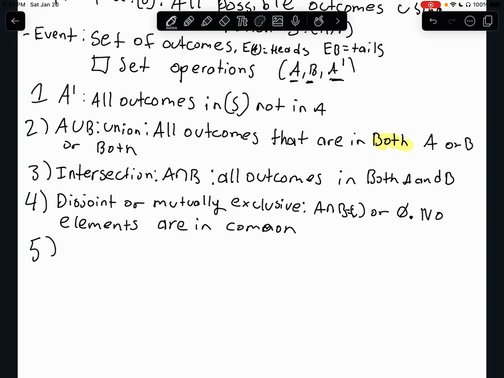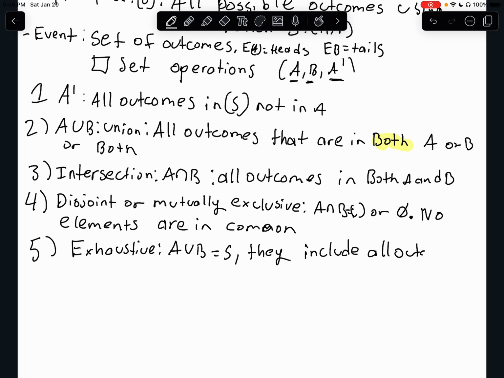Our fifth one, we have exhaustive. This is A union B equals the sample space. So they include all outcomes of the sample space.